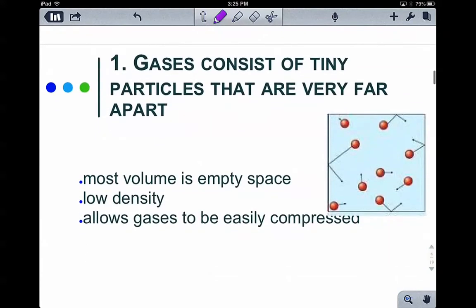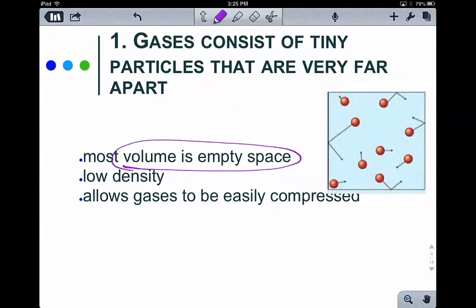So the first part of the KMT is that gases are tiny particles and they're super far apart. The biggest thing that you guys need to get out of this is that most of the volume is empty space in a gas, and that's why gases can be compressed.